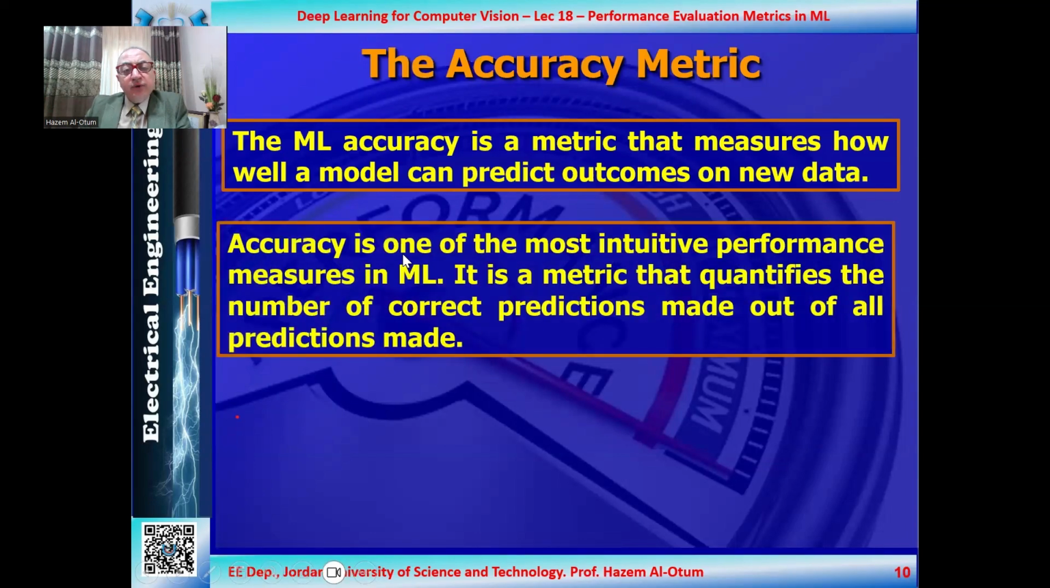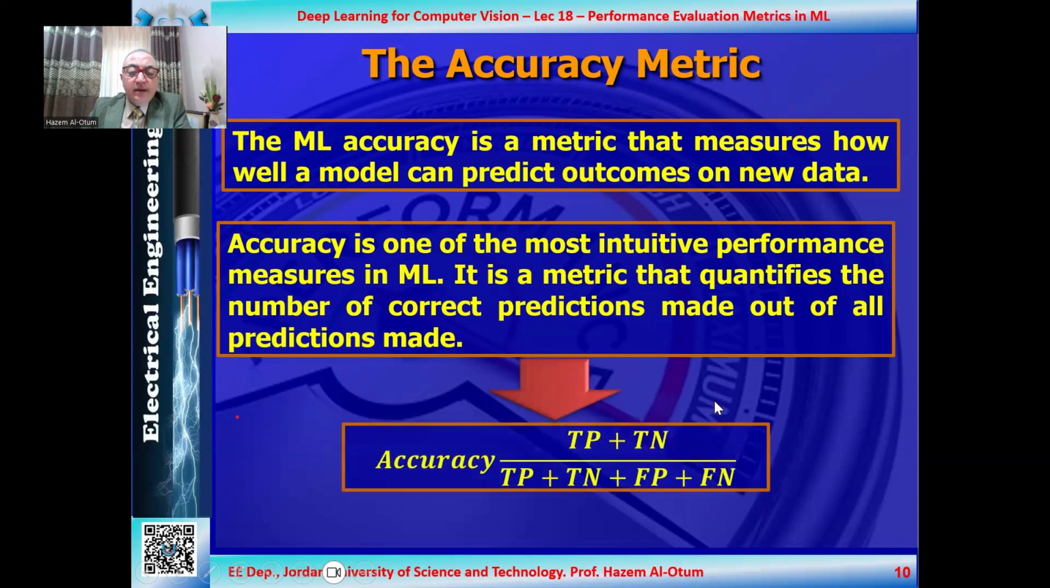Now, accuracy, for classification issues, represents the most intuitive performance measure in machine learning. But when we talk about other tasks like segmentation or object detection, it may not work very well. However, for classification, accuracy is one of the most important and intuitive performance measures for quantifying the performance of the machine learning model. It is calculated as accuracy equals TP plus TN over TP plus TN plus FP plus FN. How can we understand this equation?